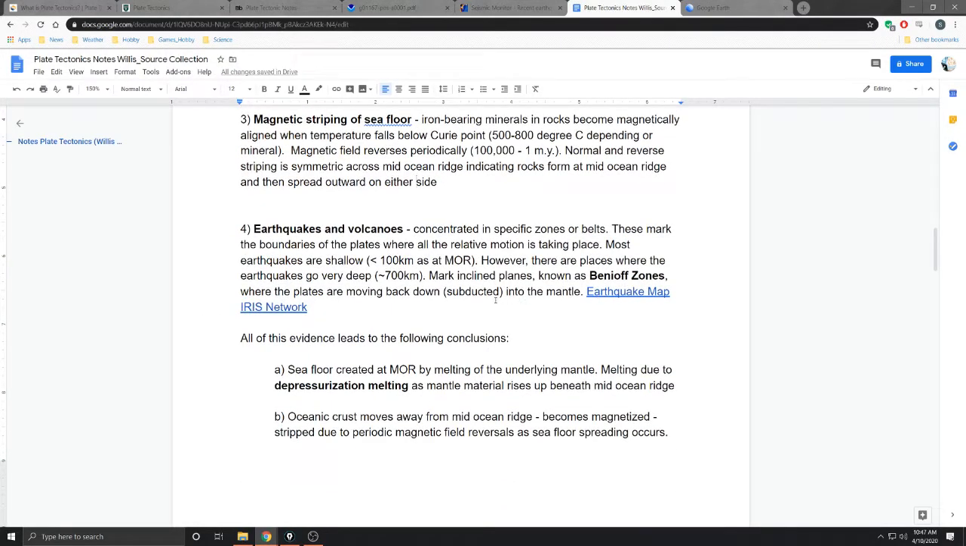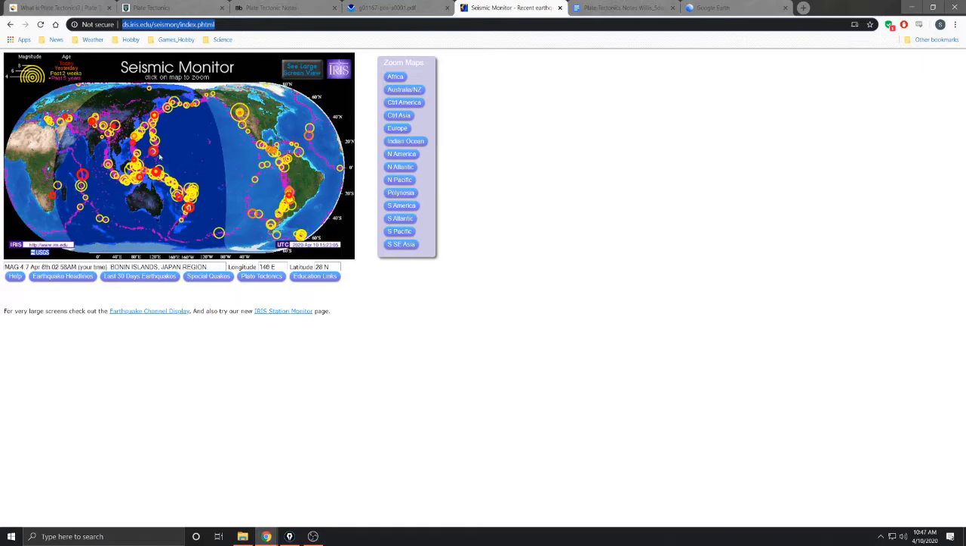Earthquakes and volcanoes. Again, I'm not going to insult you guys. MOR, if you see it in my notes here, stands for mid-ocean ridge. But there's going to be a variety of places around the Earth. Volcanic activity, seismic activity, earthquakes, all those forms of activity tend to be in large concentrations along plates, right?